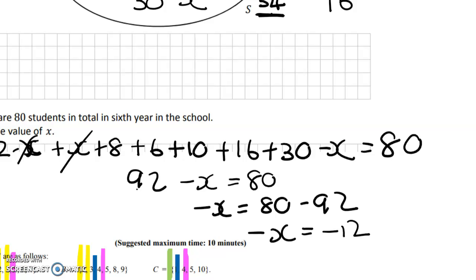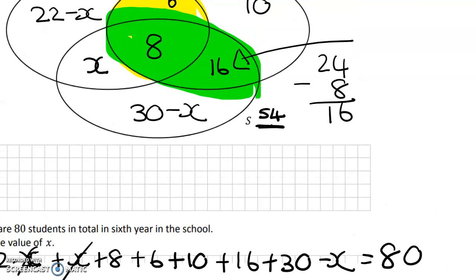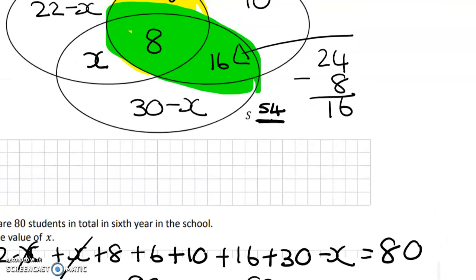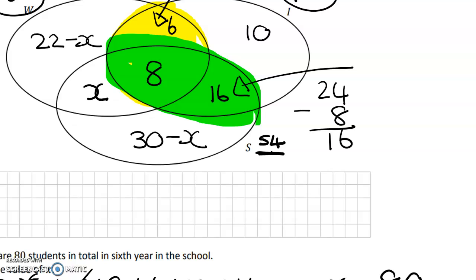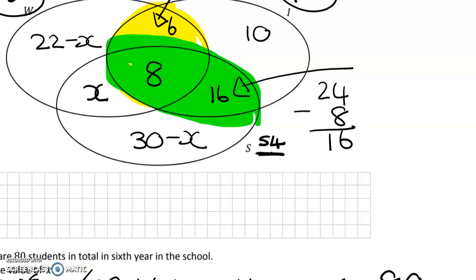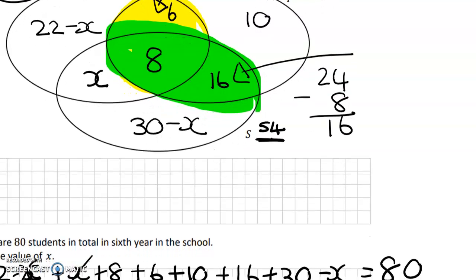I'm solving for x. So what I'm going to do is just switch positions. I'll bring over the minus x, it becomes plus x. I'll bring over the minus 12 and it becomes a plus 12. x is 12. So this means that the value of x is that there are 12 students that would have WhatsApp and Snapchat only, let's say, if you want to say that.